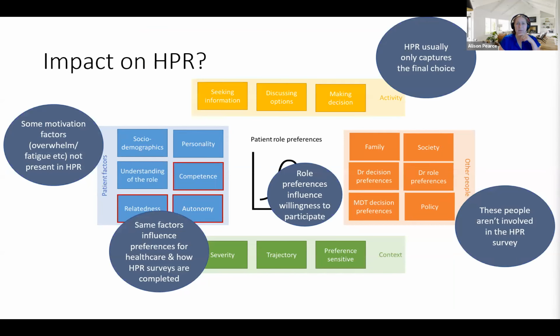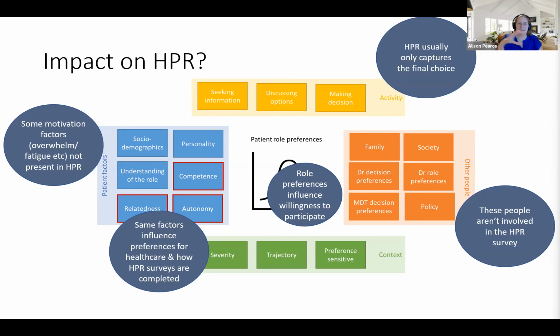So probably most obvious is that people who have a role preference for doctor-directed care might find it difficult to participate in a choice survey that asks them to make decisions about their care, which is certainly the experience I had. There's also the factor that the same patient and context factors that influence people's role preferences are likely to influence their healthcare preferences and probably how they complete a choice survey as well. I don't know that this is necessarily a problem, it's just something to keep in mind.